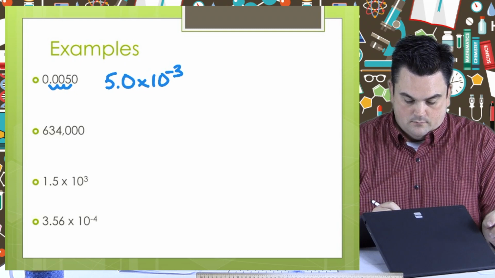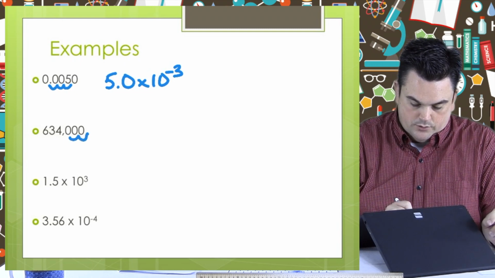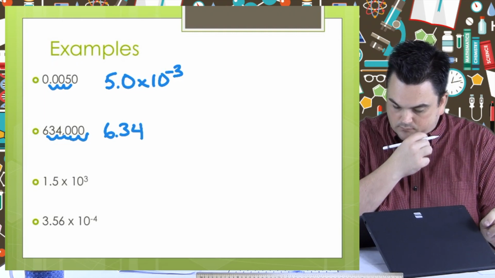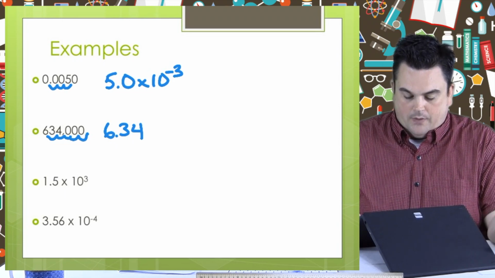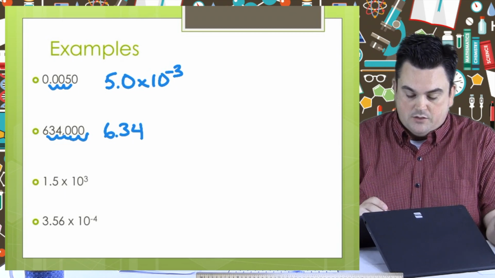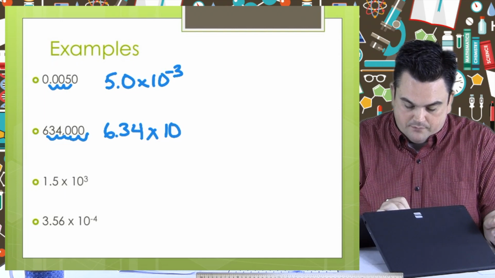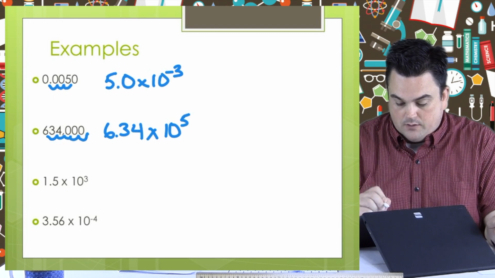We've got 634,000. Let's again start with the decimal after the first digit. 1, 2, 3, 4, 5. So I'm going to put 6.34. All right. Now, how does 6.34 compare to 634,000? Well, clearly 634,000 is a much larger number, so I need to make the 6.34 look much bigger. So I'm going to multiply it times 10 to the, well, I moved it 5 places, but to make it look bigger, I need a positive 5, so the 5th power.